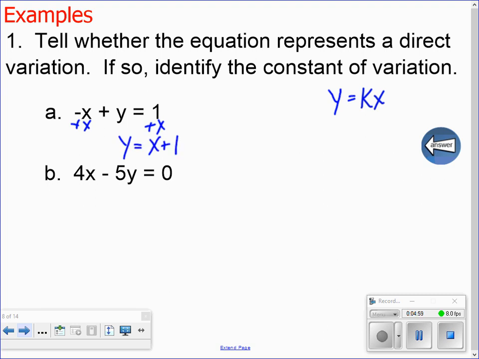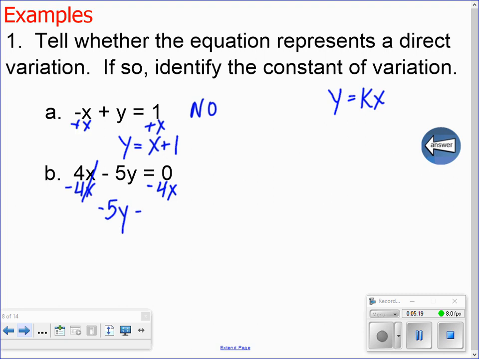This is not in kx form because we have a y-intercept of 1. So this does not have direct variation. If we look at the second one, this would require me doing two things. First, subtracting off the 4x, because we take care of adding and subtracting first. We want to get the y by itself.